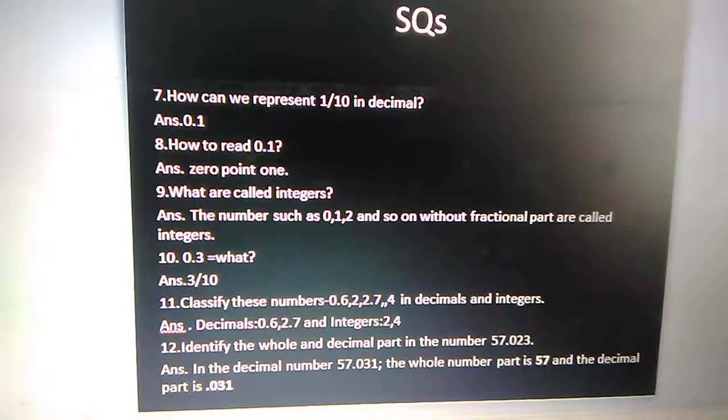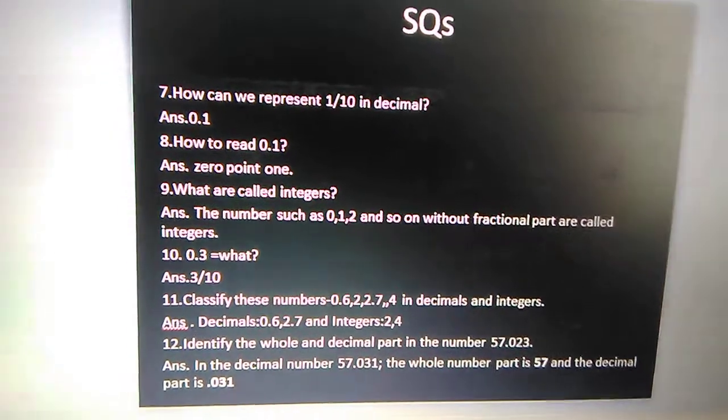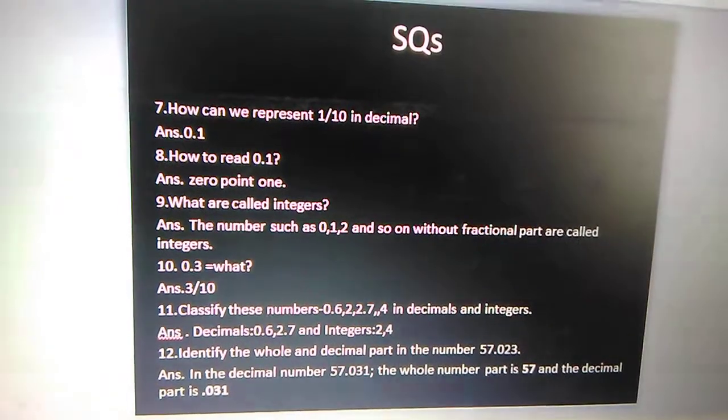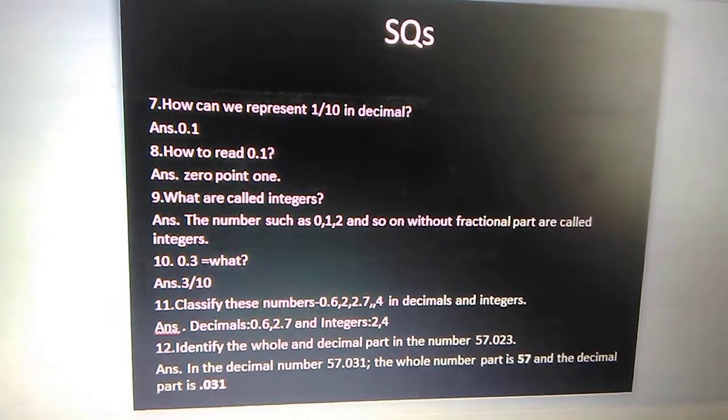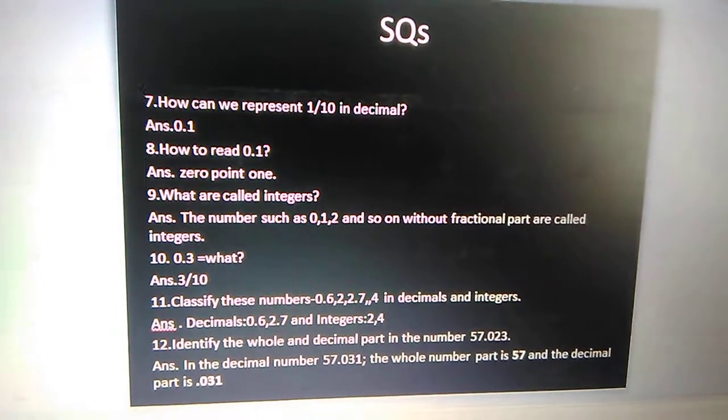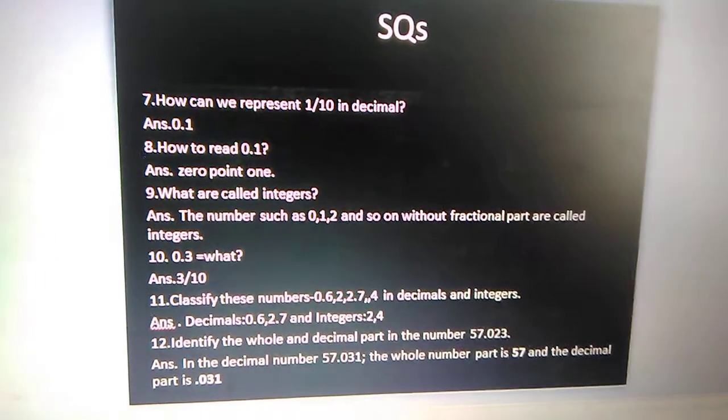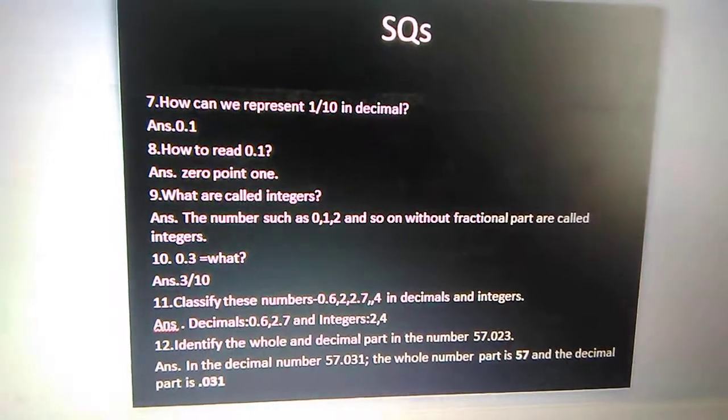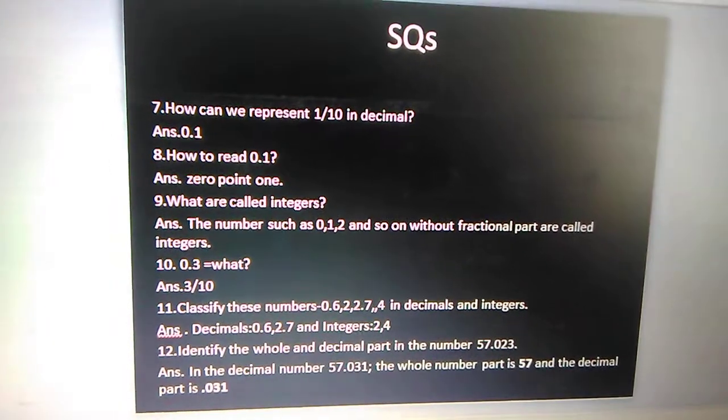What are called integers? The numbers such as 0, 1, 2 and so on without fractional part are called integers. The whole numbers are called integers, all the natural numbers.